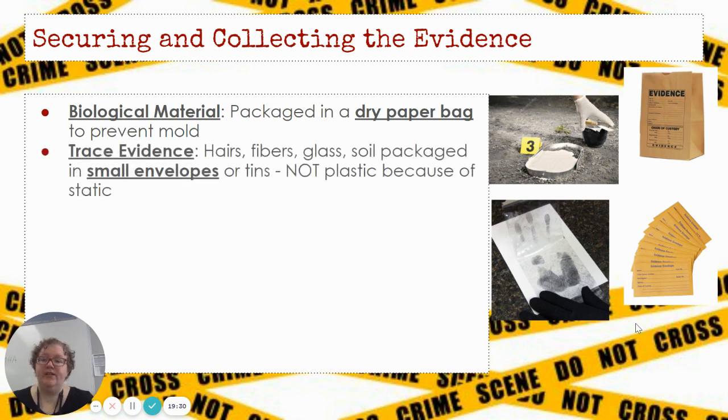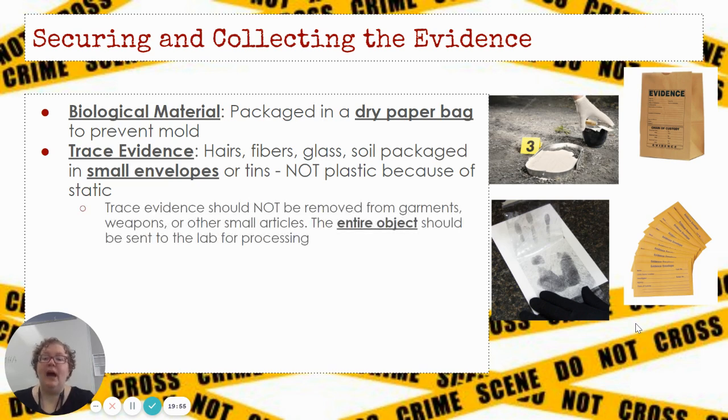If there is trace evidence, remember that's small pieces of evidence like hairs, fibers, tiny shards of glass, small amounts of soil. We're going to use small envelopes or tins to collect that evidence, we're not going to use plastic because plastic tends to have a lot of static on it. And we don't want that static to interfere with the hair or fibers or soil or whatever's in there.